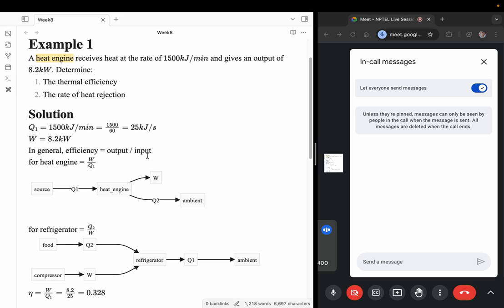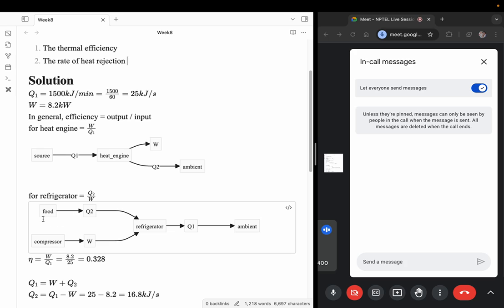Just to give you two concepts, you have a heat engine, and you also have a refrigerator. In a heat engine, you take heat from the source and then you reject heat to the ambient, doing some work. In the case of a refrigerator, you take heat from the food, reject heat to the ambient, and you also take work from the compressor. In a heat engine, efficiency is your output, that is W, divided by your input, Q. In the case of a refrigerator, if you want to define the efficiency in loose terms, the desired output is to remove a certain amount of heat from the food, that is Q2, divided by the work that you are putting in, that is W. That is how we define it for a refrigerator.